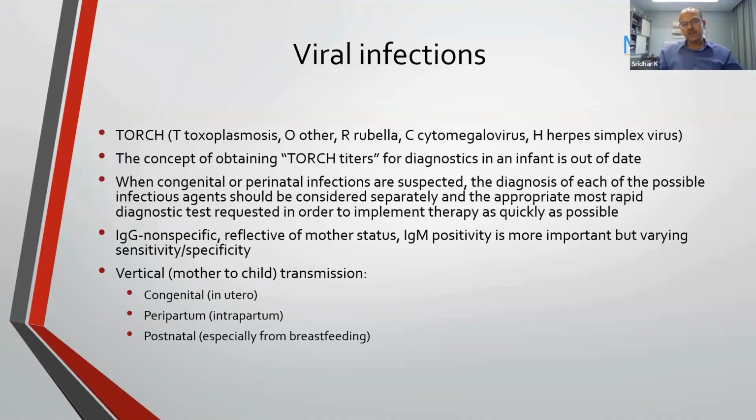Obviously, many questions come up about serology. Nowadays, we prefer PCR where possible. But if you are doing serology, IgG is non-specific and usually reflects the mother's past infection. IgM is more specific, but often it takes time to come up, and you may not have it positive as well. So in terms of mother to child transmission, we have either in utero transmission, peripartum or intrapartum, which happens more with hepatitis B, and postnatal, especially from breastfeeding. CMV could have any of these patterns.